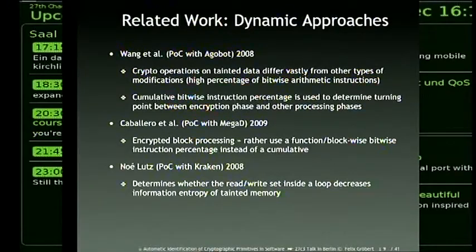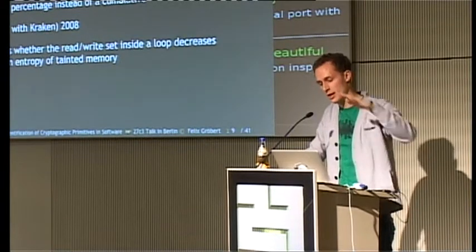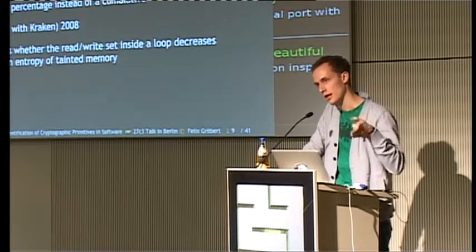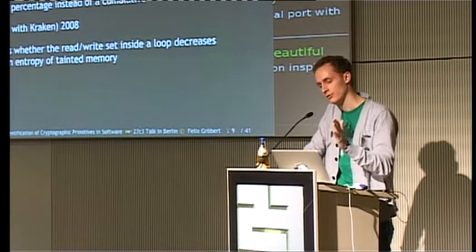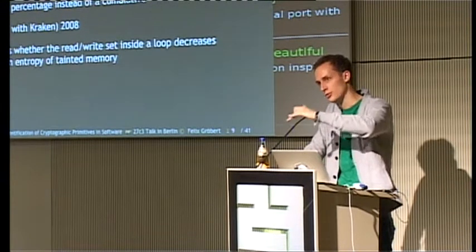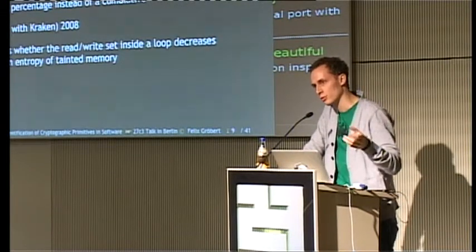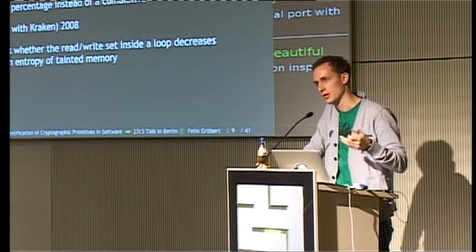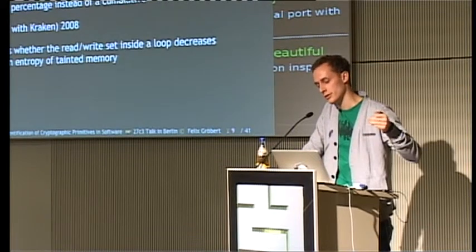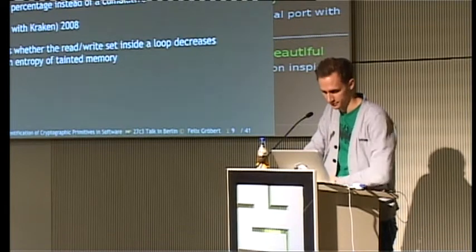And then they compute a cumulative bitwise instruction percentage, which first goes up, and at the turning point between the decryption phase and the finally decrypted phase, the cumulative bitwise instruction percentage goes down, because cryptographic routines often have a high percentage of bitwise instructions. Therefore, after the ciphertext has been decrypted, the amount of bitwise instructions decreases.